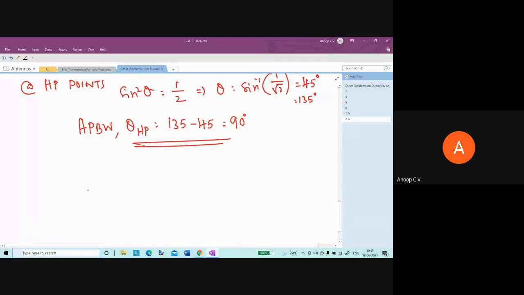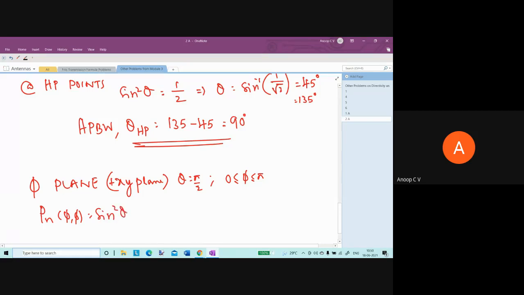So that is theta HP. Similarly, the phi plane pattern should be done in the positive XY plane, which implies theta equal to pi by 2, and phi will vary from 0 to pi. That is the phi plane pattern. So our Pn(theta, phi) in the phi plane pattern will be sine square theta times sine cube phi.